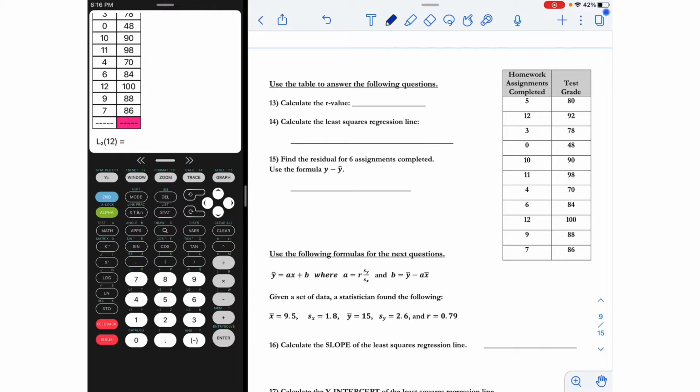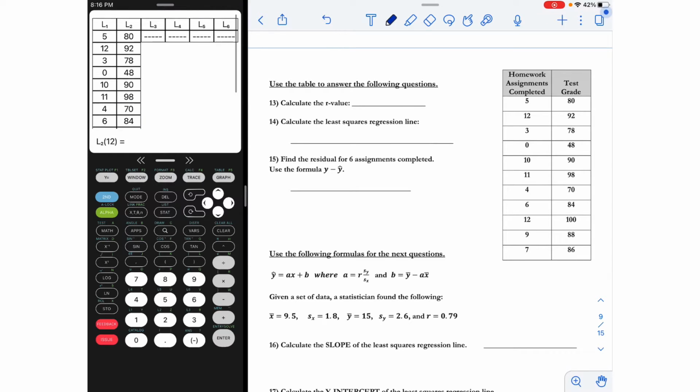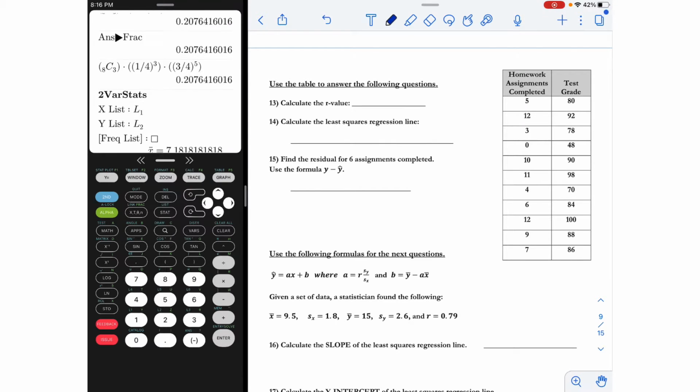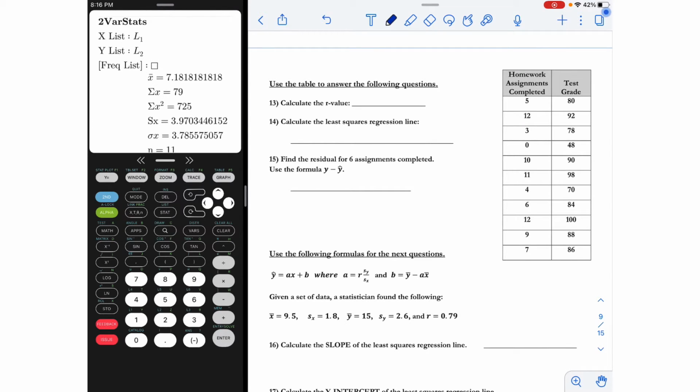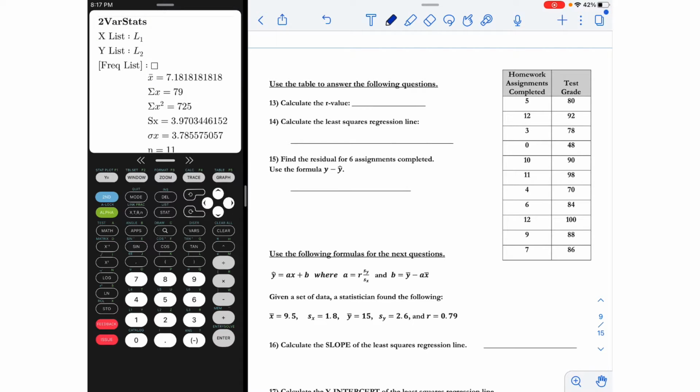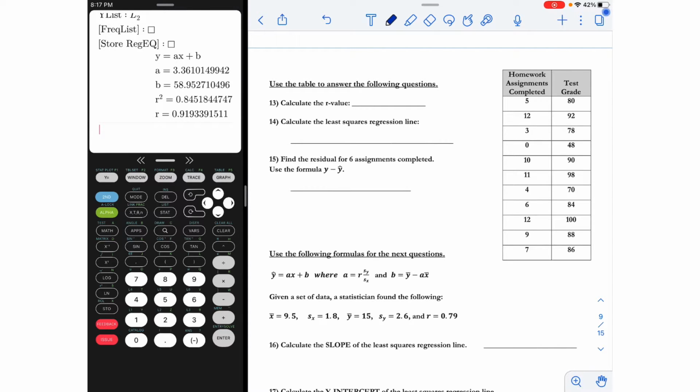Great. All right, so this is homework assignments completed compared to the test grade. Calculate the R value. We're going to go to Stat, Calculate. Oh, you know what? Stat, Calculate, it always does that. That's not the one I wanted to do. There it is. Okay, so let's try that again.